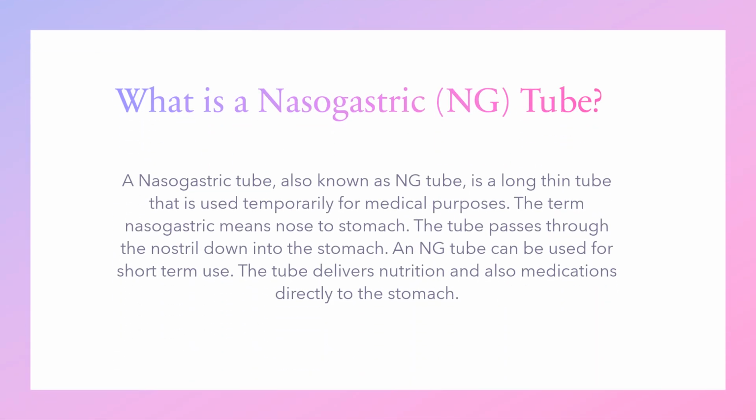What is a nasogastric tube? A nasogastric tube, also known as NG tube, is a long, thin tube that is temporarily used for medical purposes. The term nasogastric means nose to stomach. The tube passes through the nostril down into the stomach. An NG tube can be used for short-term use. The tube delivers nutrition and also medications directly to the stomach.